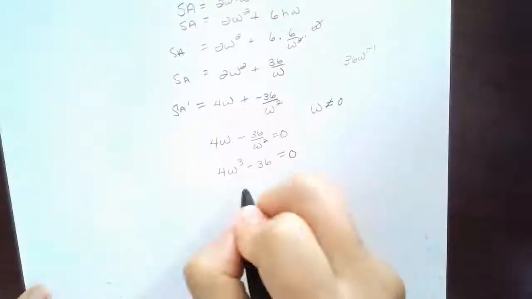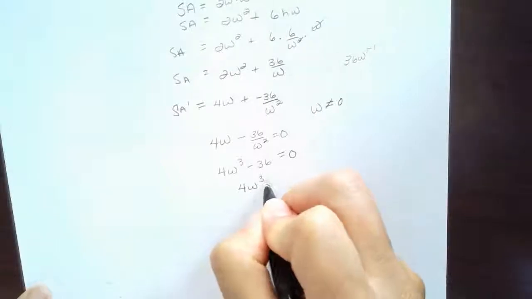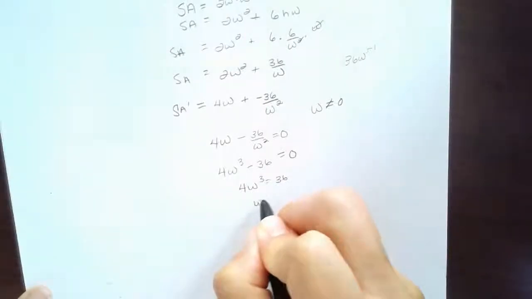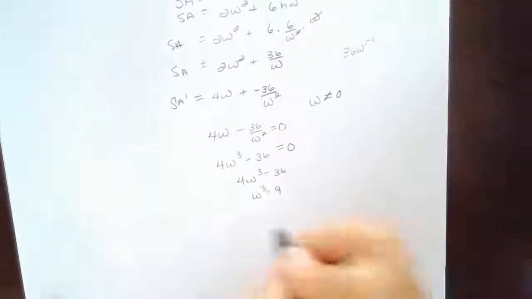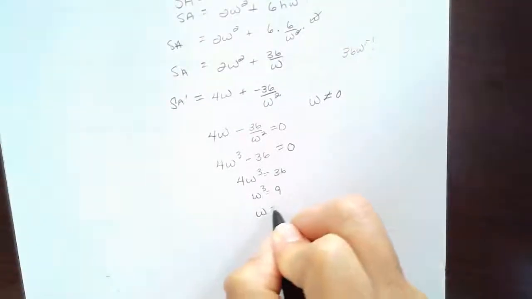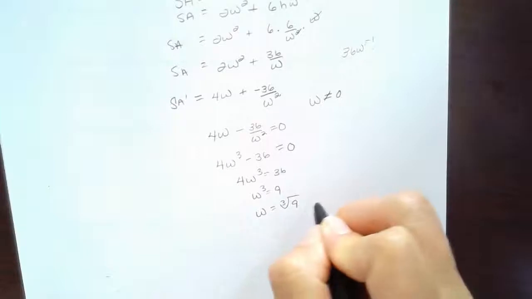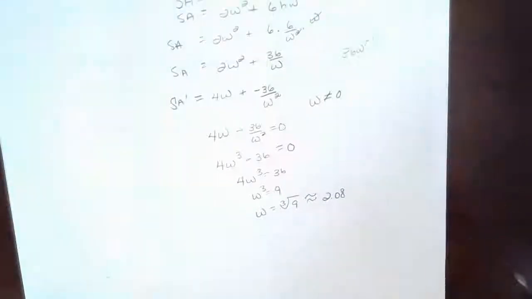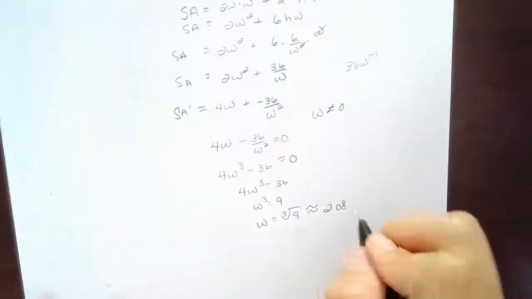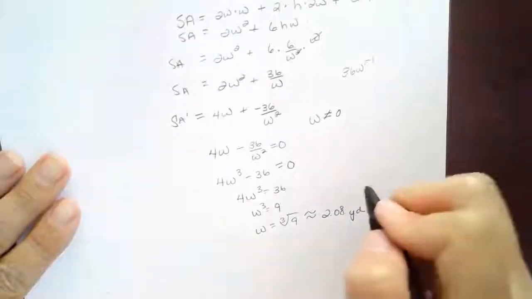So let's go ahead and add the 36, divide by the 4, so W cubed is 9. To figure out what W is, we'll take the cube root of both sides. Cube root of 9 is approximately 2.08. Well, we're talking yards here, so this would be in yards. So then possibly the maximum surface area will occur when the width is 2.08.